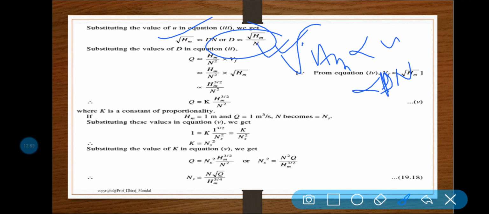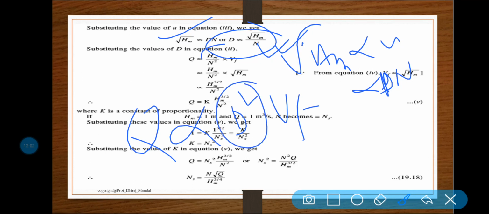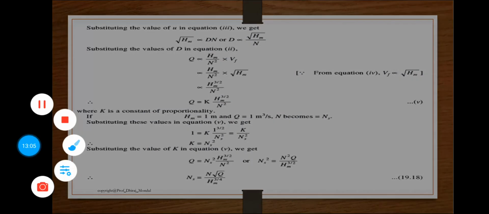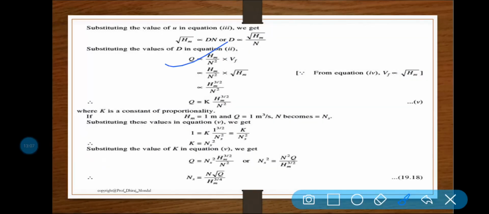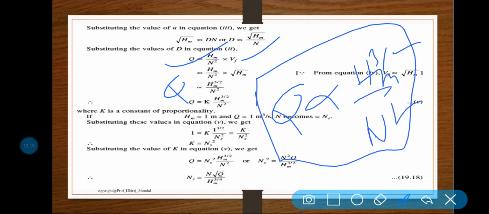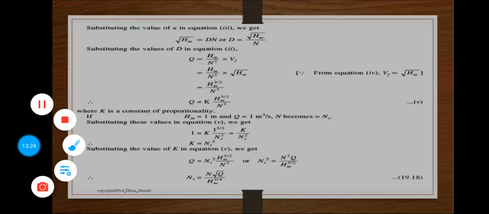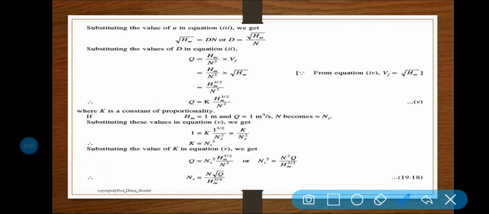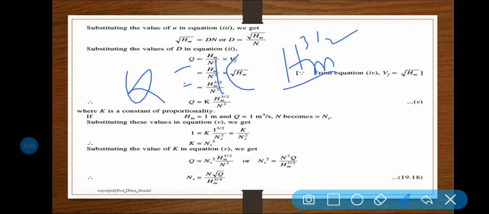Now put the value in this equation. Q is proportional to D square into Vf. Put the value of D square, that is Hm by N square, into Vf. So ultimately the equation is coming, Q is proportional to Hm to the power 3 by 2 by N square. This is the ultimate equation. Now if you remove this proportionality, you will get K, the constant. Q is equal to K into Hm to the power 3 by 2 by N square.